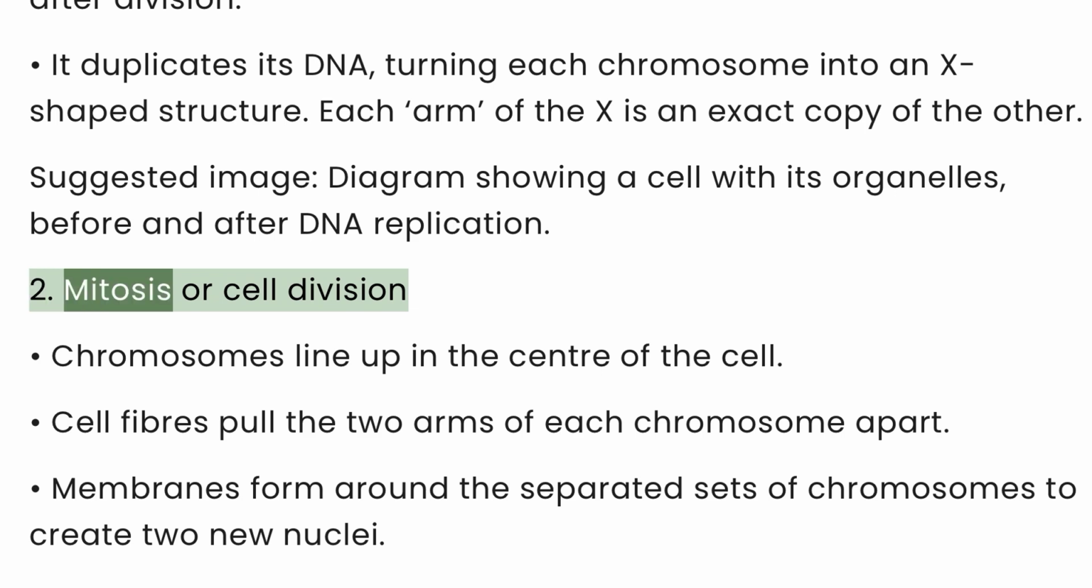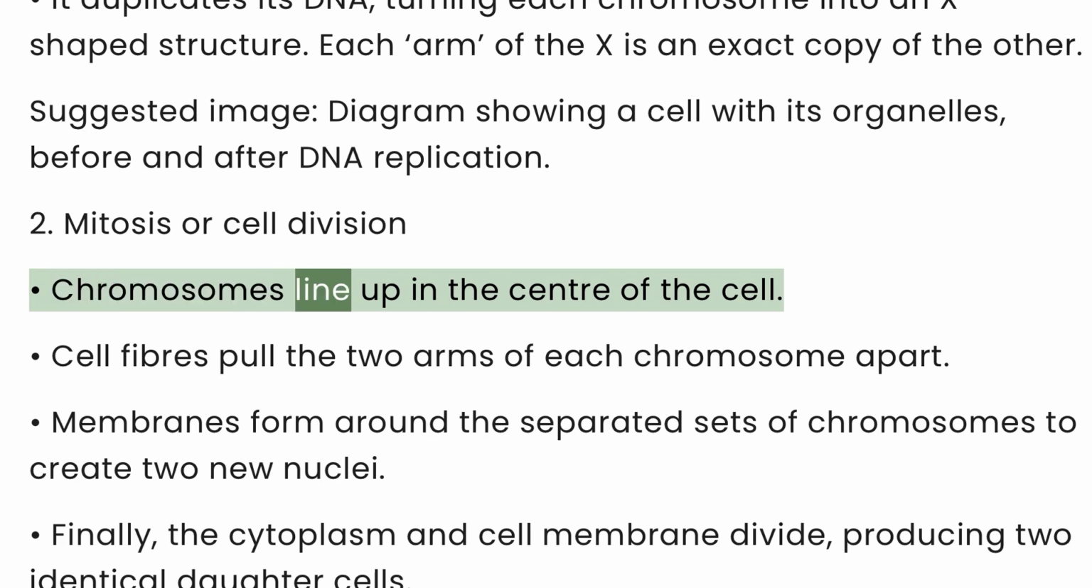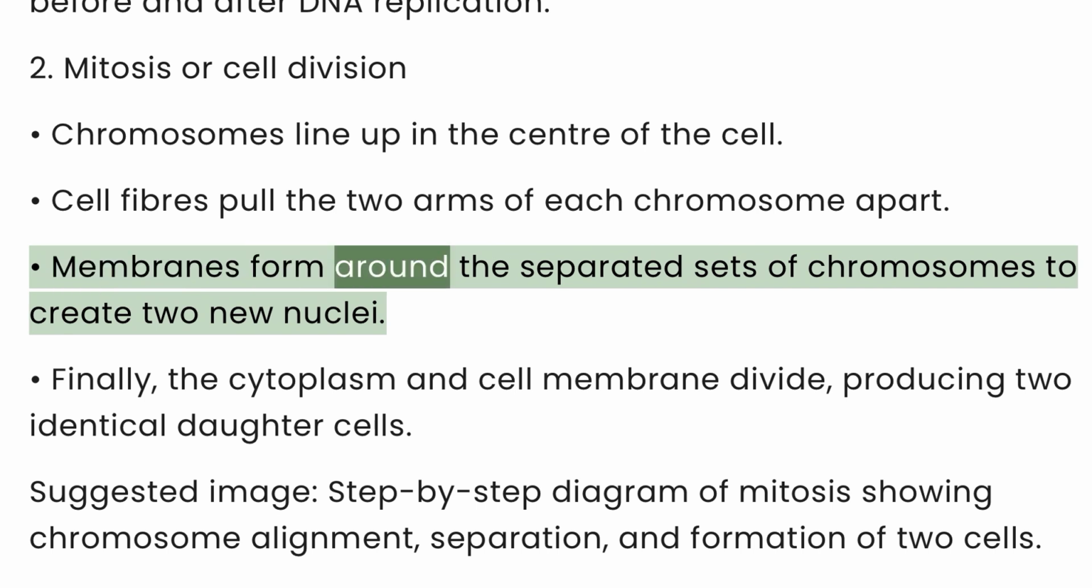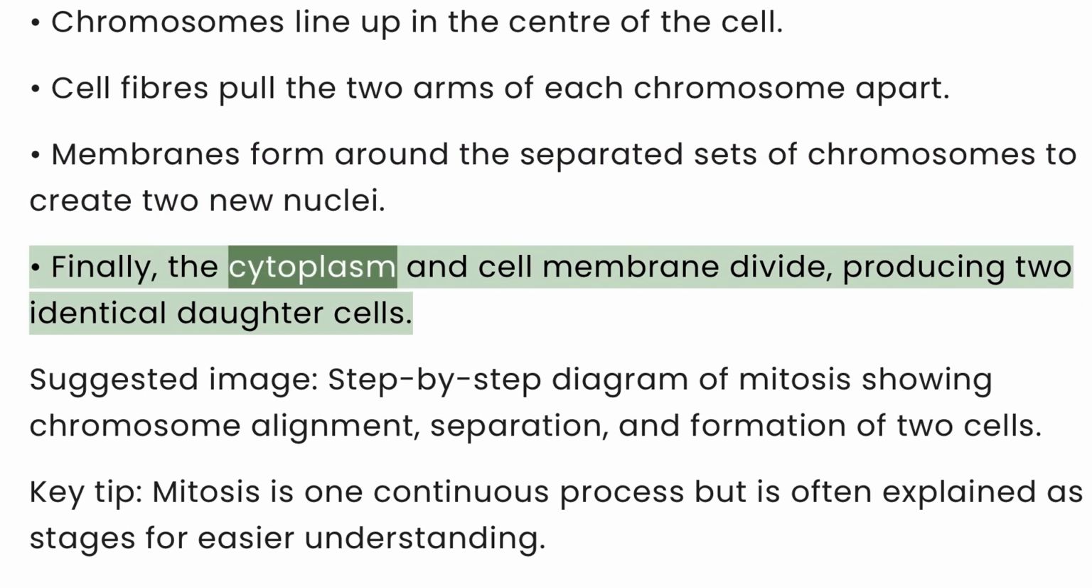2. Mitosis or cell division. Chromosomes line up in the center of the cell. Cell fibers pull the two arms of each chromosome apart. Membranes form around the separated sets of chromosomes to create two new nuclei. Finally, the cytoplasm and cell membrane divide, producing two identical daughter cells.